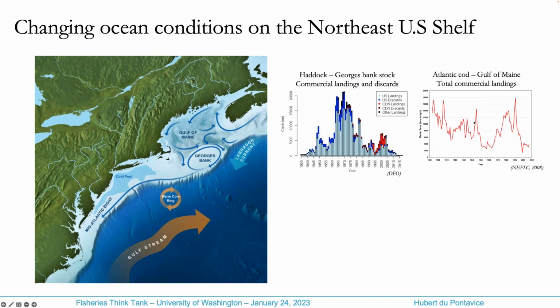And currently, the Northeast US continental shelf is one of the most productive marine regions in the US, accounting for one-third of the US fisheries and supporting highly valued fisheries such as sea scallops or American lobster fisheries, as well as many groundfish fisheries.